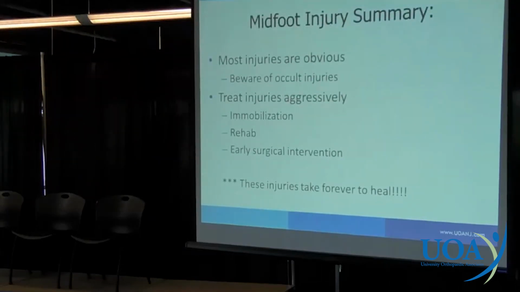Take-home message. Most of these injuries are pretty obvious, but you can be aware of those occult injuries such as the navicular stress fracture. Lisfranc injuries are also very obvious, and we don't miss them very often. You treat things with immobilization. We rehab them just like you always have done, and if we see displaced fractures, a displaced Lisfranc joint, it's early surgical intervention. And the take-home message for the patient is that these injuries take way longer to get better than they want. These are not ankle sprains. I thank you.